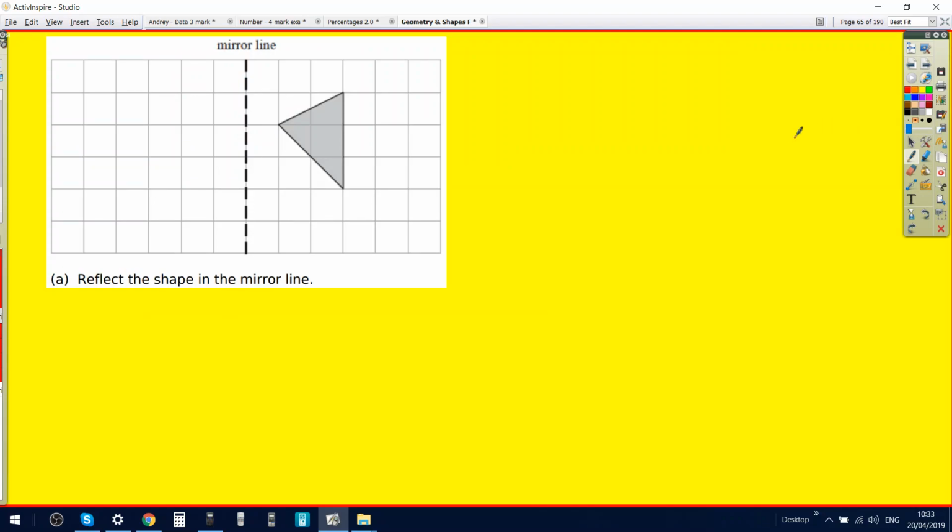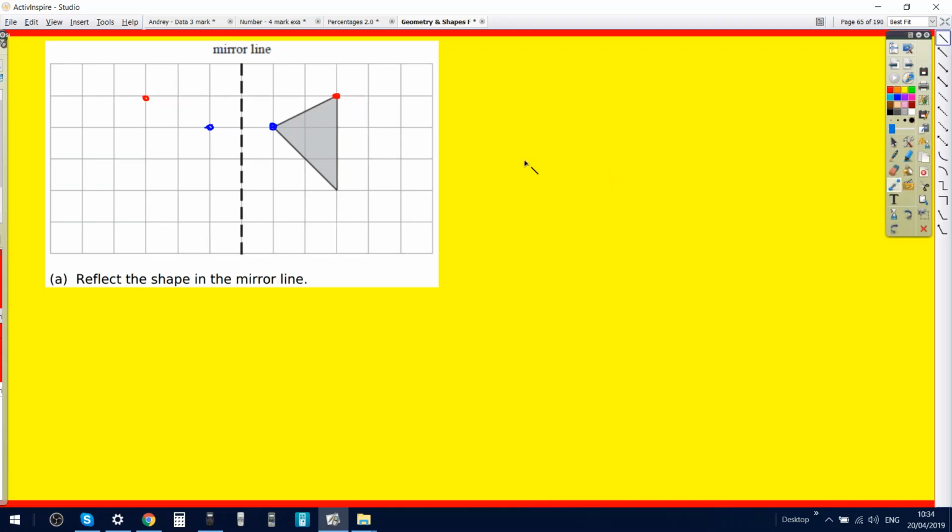Okay, how do we do this? So we're reflecting. It'll be the same on the other side, but flipped. So the closest point is 1 away from the mirror line, so that point will also be 1 away. And then the other 2 points are 3 away. So from the line, it's 3 points away, and then you connect them. Yeah, and then you just do that.